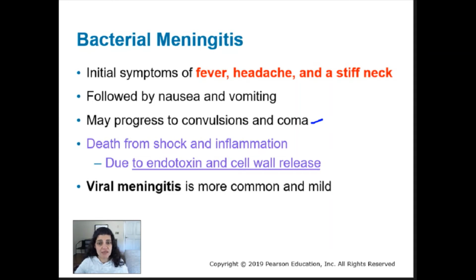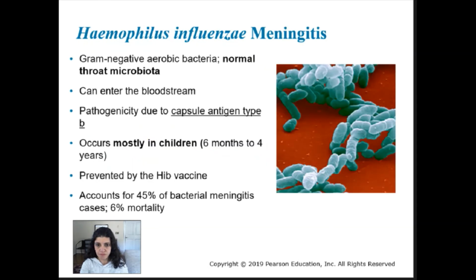Viral meningitis, which we're going to talk very little about, because it is more common, but it is more mild, so it's not going to be as tragic as bacterial meningitis. Okay, so there are three main bacteria that we're going to talk about: Haemophilus influenzae, Neisseria meningitidis, and Streptococcus pneumoniae.